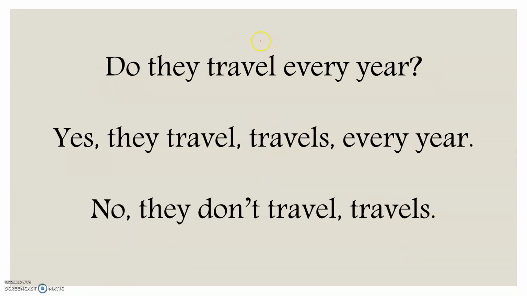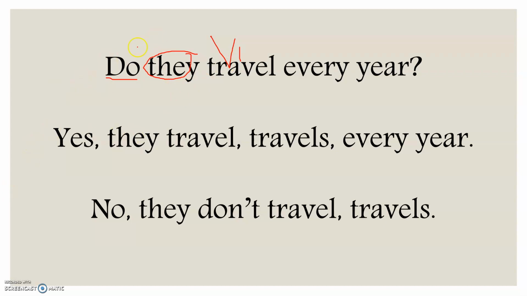The second example, do they travel every year? We started the question with do because we're asking about they. They is a plural subject, right? Remember, the verb must be verb 1. So do they travel every year? The answer is yes or no.